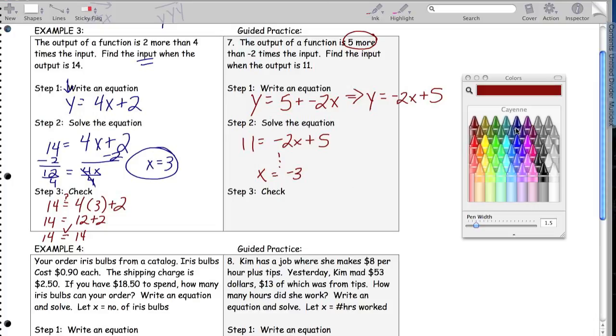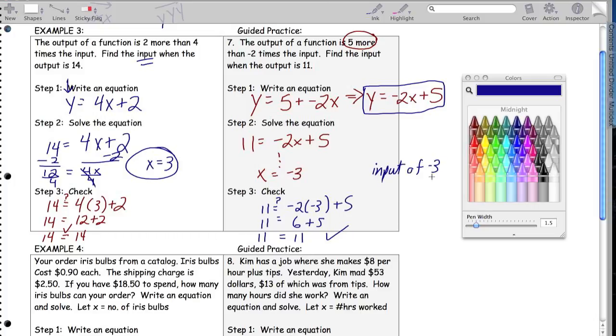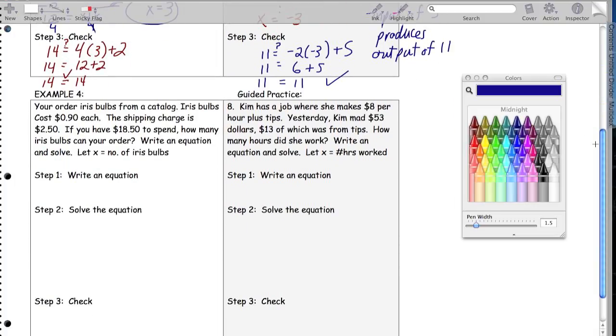And then lastly, let's check it. I'm going to go ahead and substitute negative 3 in for x in this equation and see if it does equal 11. So negative 2 times negative 3 plus 5. Negative 2 times negative 3 is positive 6. I get 11 equals 11. We did it correctly, so that means an input of negative 3 produces an output of 11. Okay, so it's good use of the terminology there.